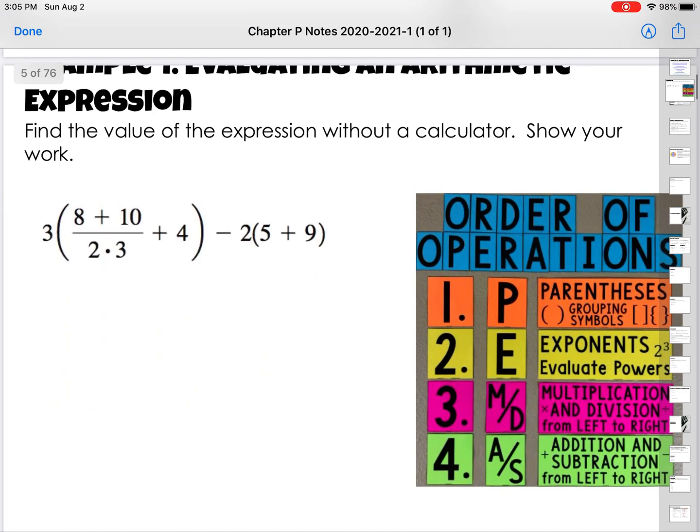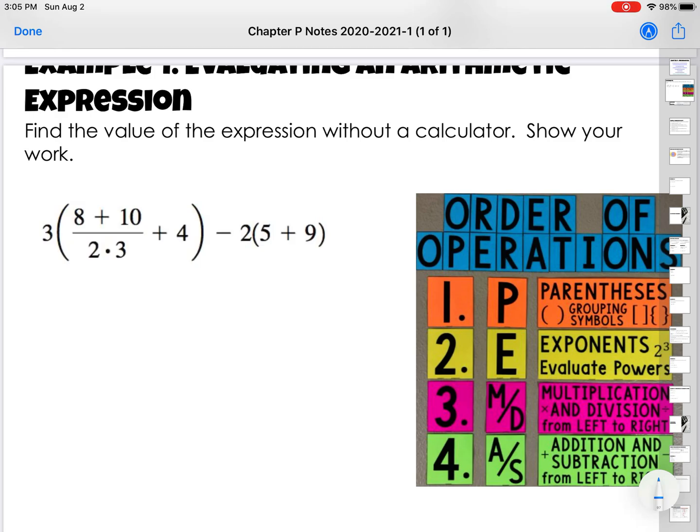All right, so in our first example, we're going to evaluate an arithmetic expression. So we have to find the value, basically without a calculator. We're doing the order of operations. So you probably learned PEMDAS in middle school. We're going to do our grouping symbols first, our parentheses, our brackets, our braces, then exponents, multiply and divide left to right, and then add and subtract.